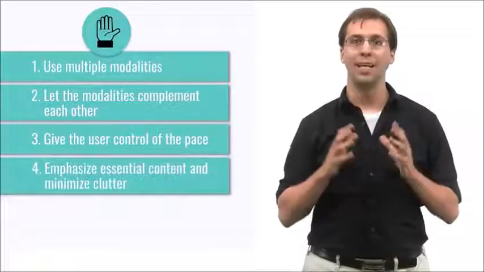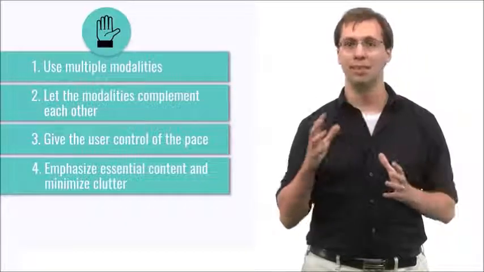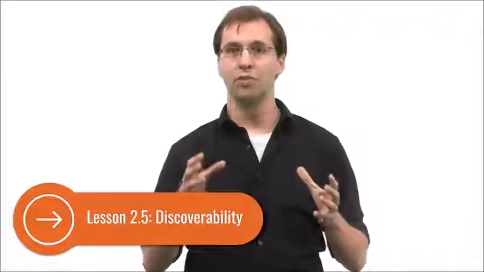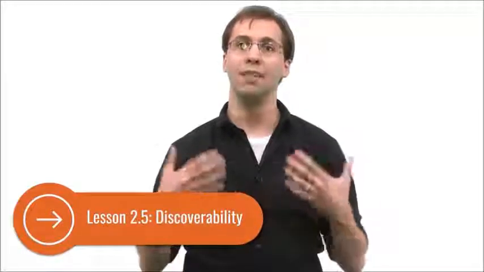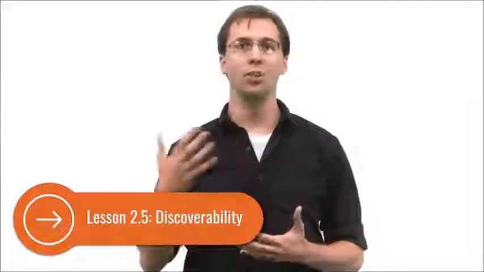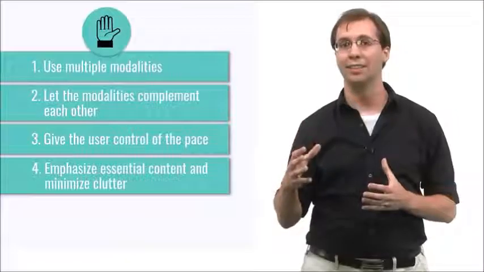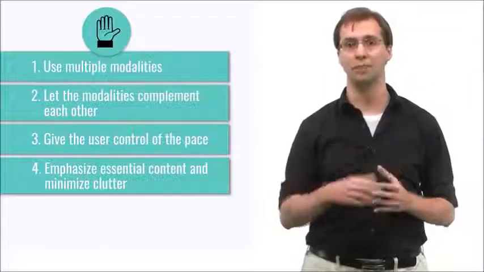Number 4, emphasize essential content and minimize clutter. The principle of discoverability says we want the user to be able to find the functions available to them, but that could also raise cognitive load if we just give users a list of 500 different options. To alleviate that, we can design our interfaces in a way that emphasizes the most common actions while still giving access to the full range of possible options.